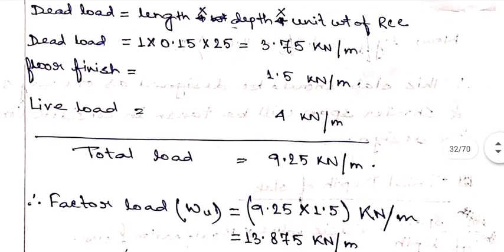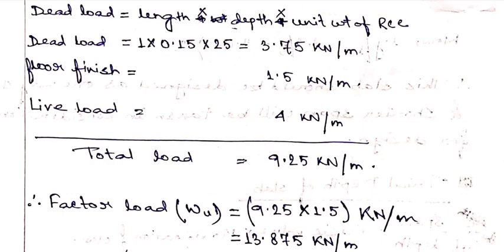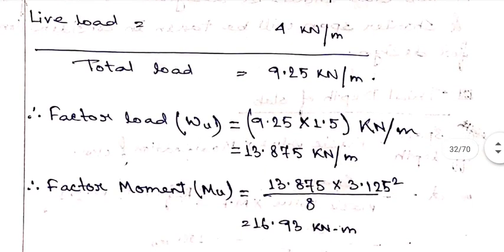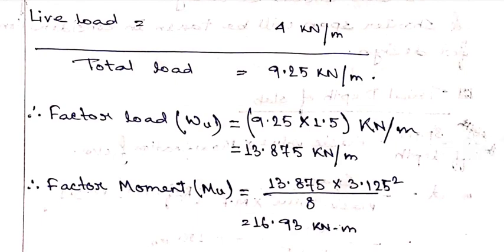So factored load W is equal to 9.25 into partial safety factor 1.5, which we can get from table number 18 of IS 456 2000. So that is equal to 13.875 kilonewton per meter. So factored moment Mu is equal to 13.875 into 3.125 square by 8, W L square by 8, you know the formula. So that is equal to 16.93 kilonewton meter.